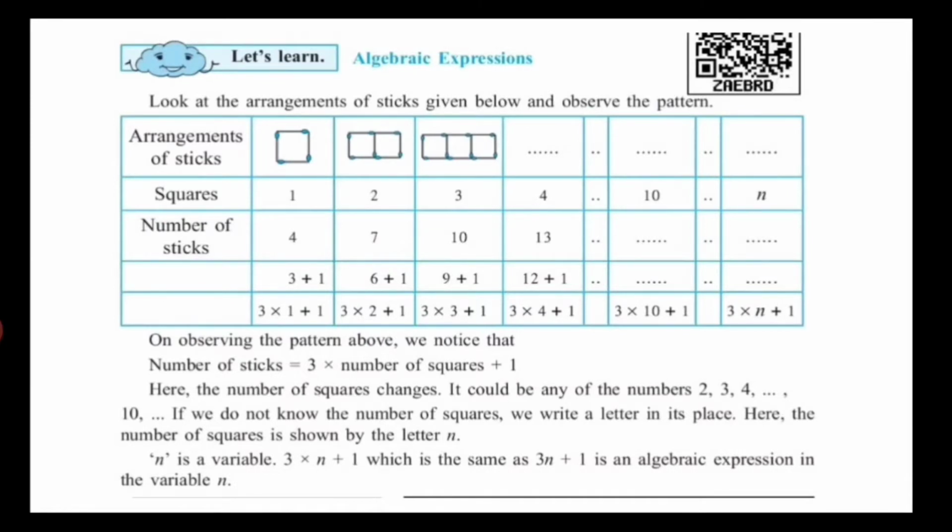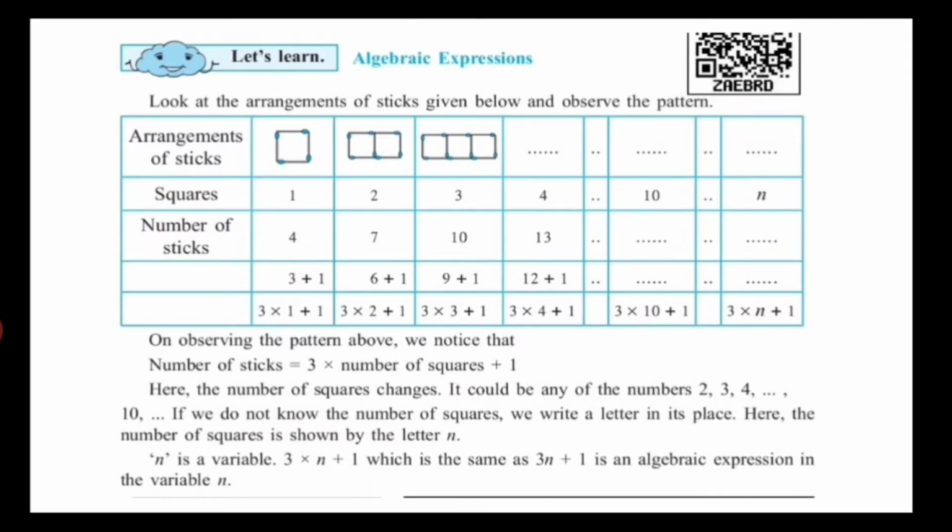Look at the arrangement of sticks given below and observe the pattern. In the first horizontal row, the arrangement of sticks is shown. Then in the second horizontal row, a number of squares are there, and then in the third horizontal row, a number of sticks are there.